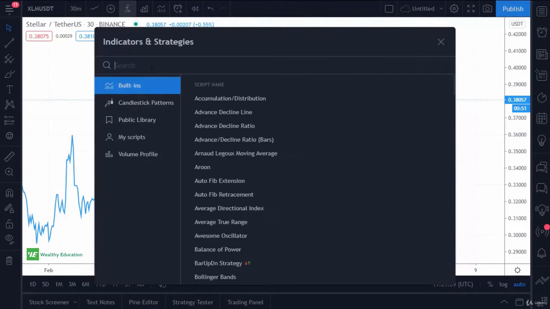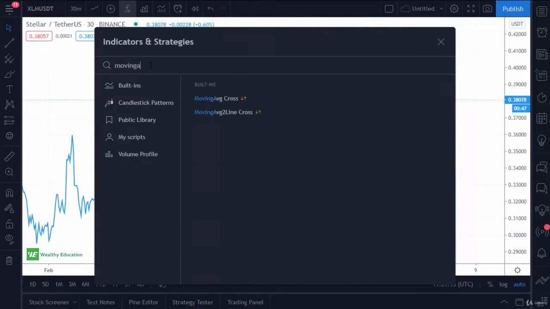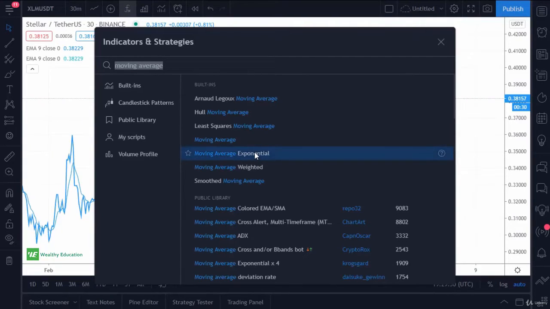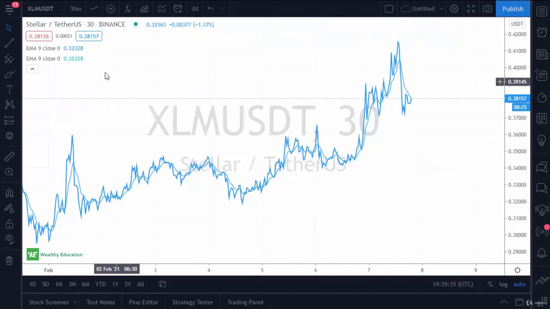You go to the indicators and strategies, and you can type in moving average, and you can see there's a ton of them, but we're just going to worry about moving average and moving average exponential. So for shorter time frame trading, you tend to want exponential, just because it's a little quicker to move. And you can see over here, it listed, and then there are some lines.